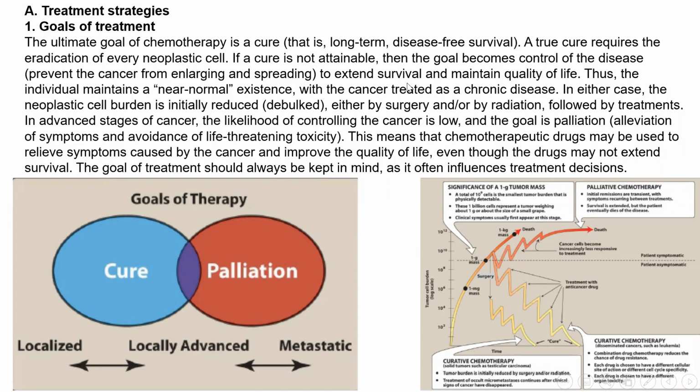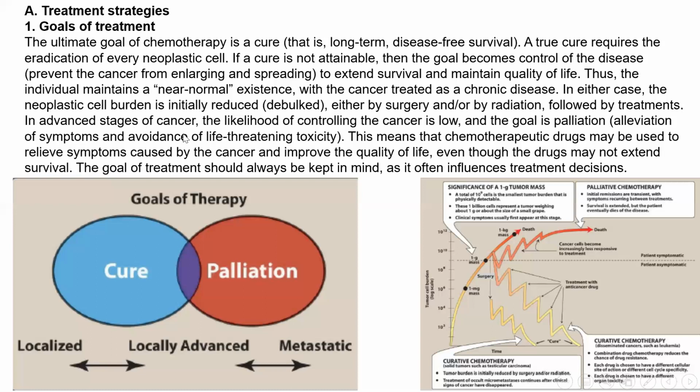This is not a complete cure, but it is better than just palliating the disease, as we will see in more advanced stages. Here, as we said, we can use different strategies, either surgery, radiation, or a combination with chemotherapy, all of them in order to control or manage the disease and keep it at a controlled level.